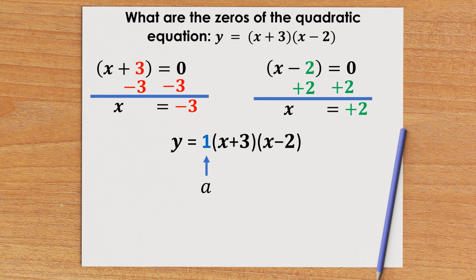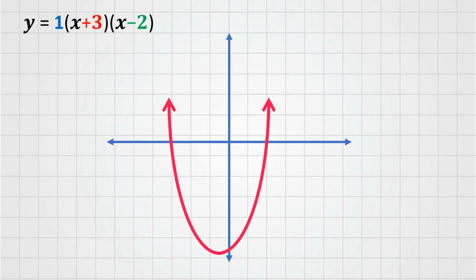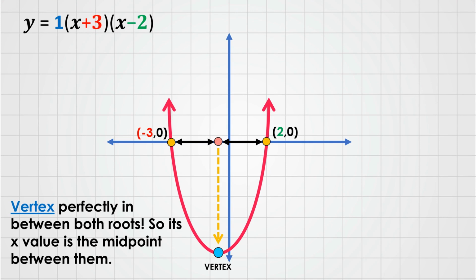A simple trick to remember is that the actual solutions will be the opposite of what they look like. In this equation, it looks like the answer should be +3 and -2, so the actual solutions, or zeros of the quadratic, would be the opposite, giving us -3 and +2. Another important thing to remember is that the vertex is always perfectly in between your two roots. The actual point will be either above or below the midpoint between one root and the other root.